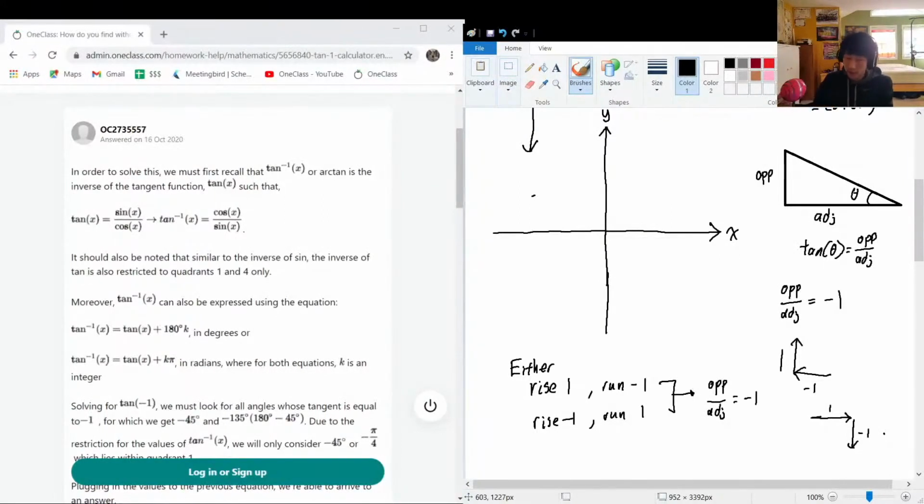Okay, so if the rise is 1 and the run is -1, let's actually highlight that in blue. So this would be 1 and this would be -1. Okay, and our related acute angle is this, but our actual angle comes from there. Okay, and in red, let's do this case. So we have rise of -1 and run is equal to 1.